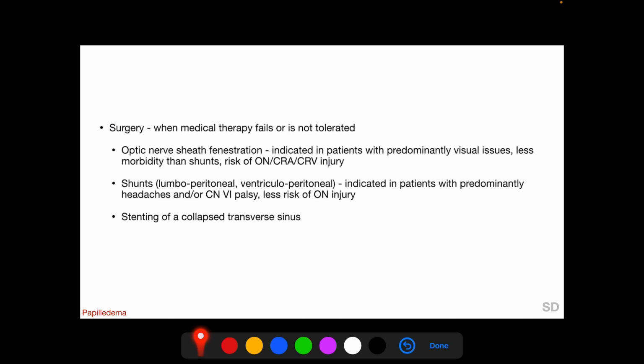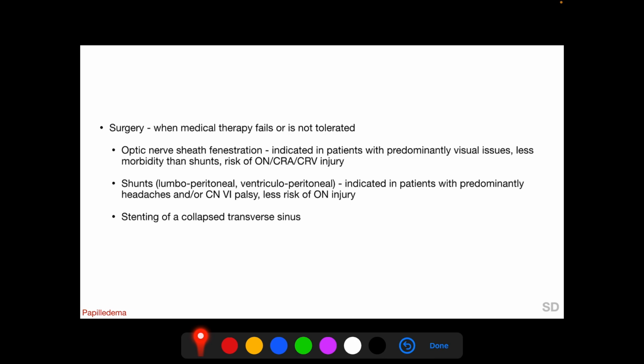Surgery is indicated when medical therapy fails or is not tolerated, and we have two modalities of surgical therapy: optic nerve sheath fenestration and shunts, lumboperitoneal and ventriculoperitoneal. Optic nerve sheath fenestration, also called ONSF, is indicated in patients with predominantly visual issues. ONSF has a less systemic morbidity than shunts, but there is a higher risk of injury to the optic nerve or associated central retinal artery and central retinal vein.